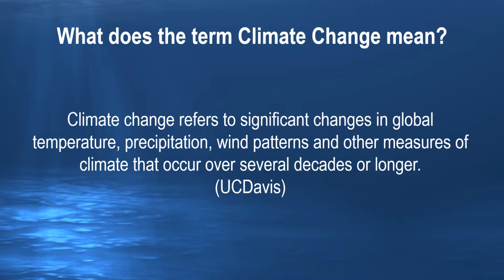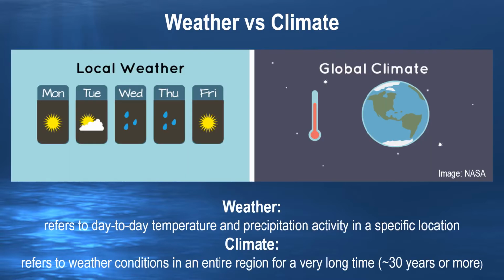So what does the term climate change actually mean? Climate change refers to significant changes in global temperature, precipitation, wind patterns, and other measures of climate that occur over several decades or longer. The terms weather and climate are often used interchangeably, but are actually quite different. Weather refers to day-to-day temperature and precipitation activity in a specific location. However, climate refers to weather conditions in an entire region for a very long time, normally 30 years or more.